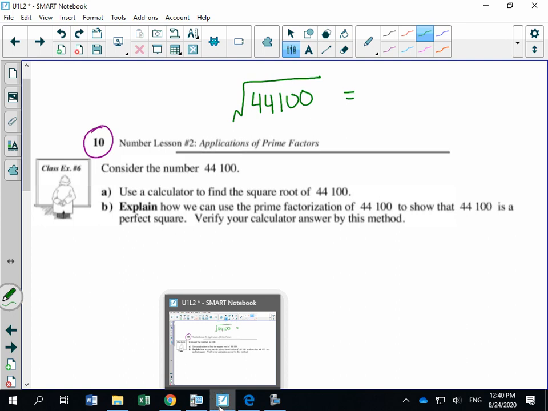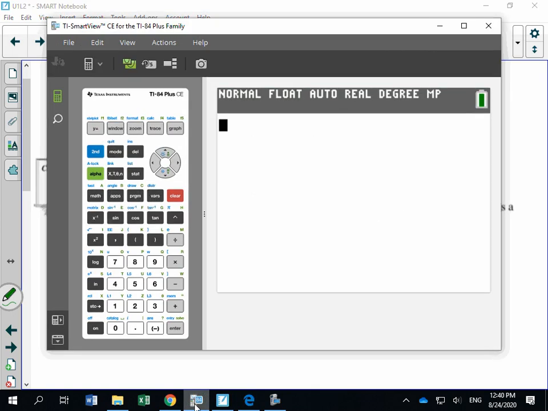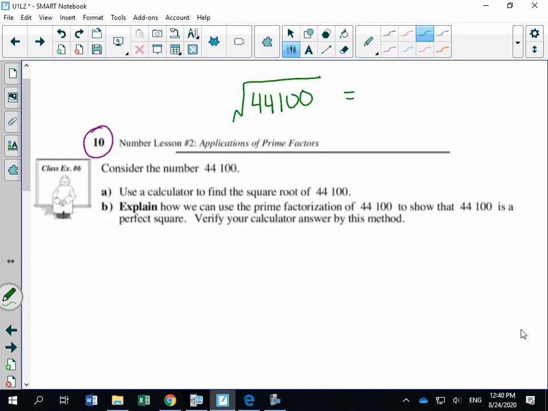On my calculator, so take out your graphing calculators, the square root button is right above your x squared button. You hit the second function, the square root sign, and then type in 44,100. We're going to get 210. So write down that the square root of 44,100 is 210.